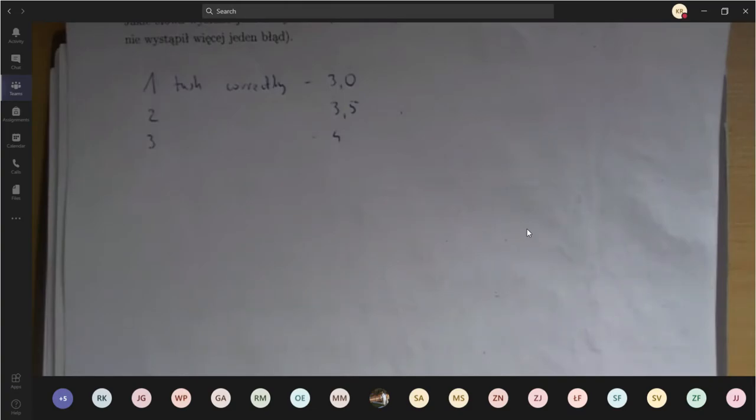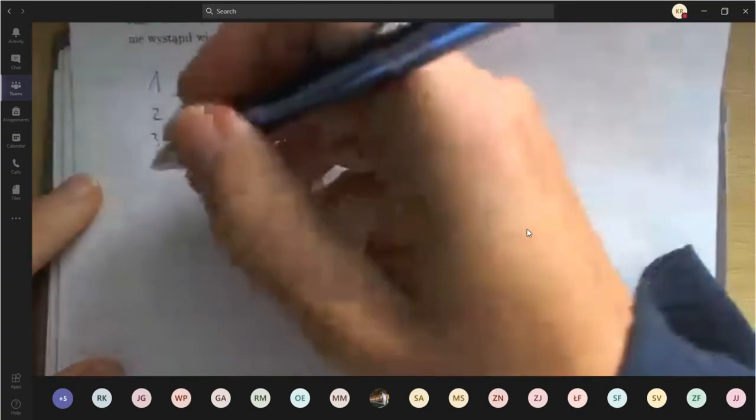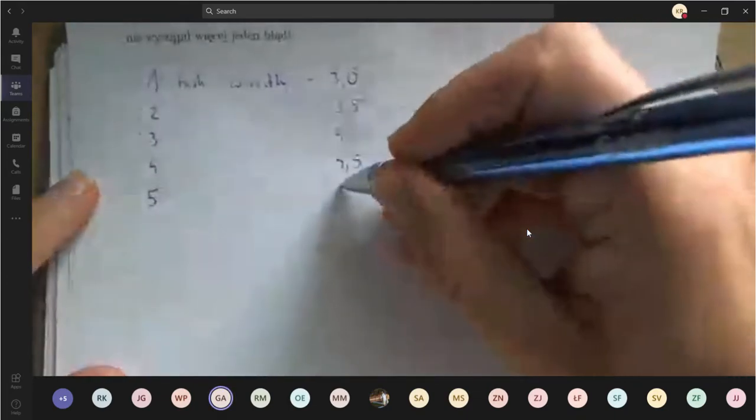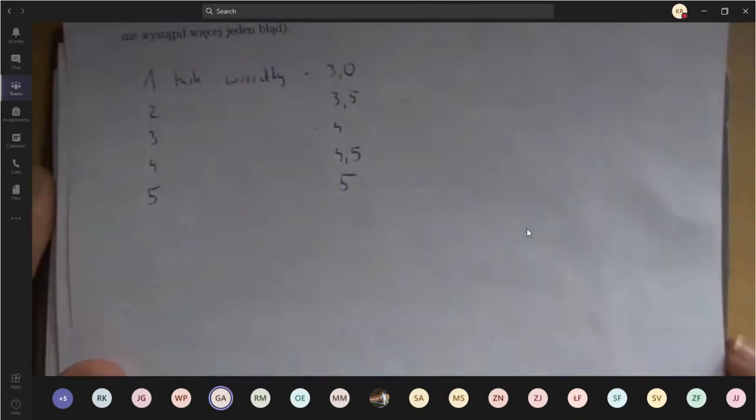Okay, do you see it on my piece of paper? Could you repeat when the test is going to be held?